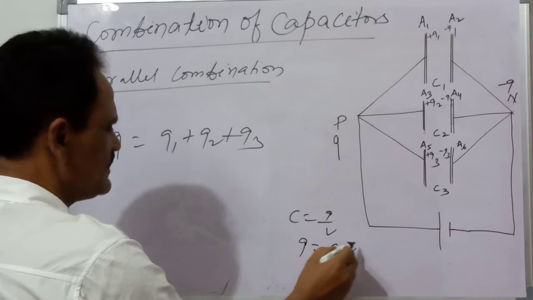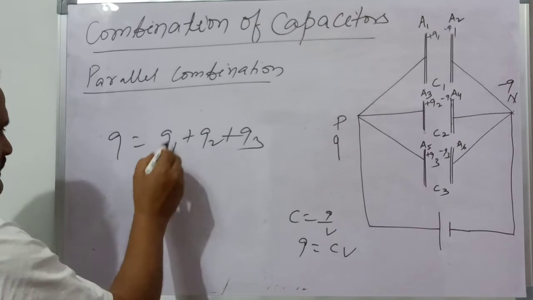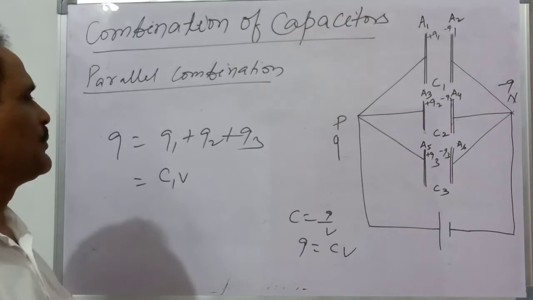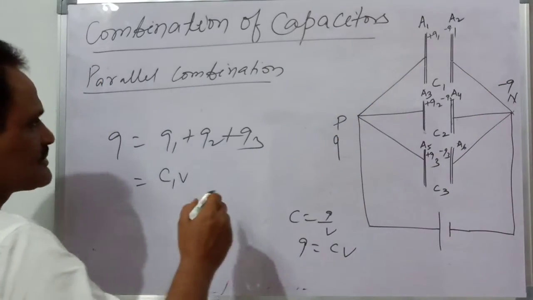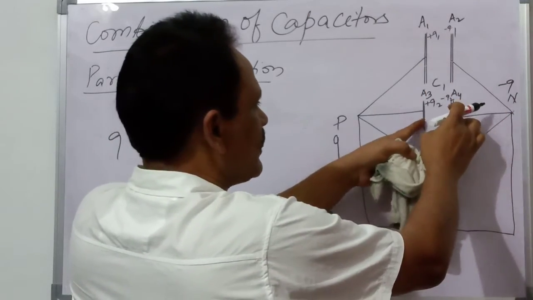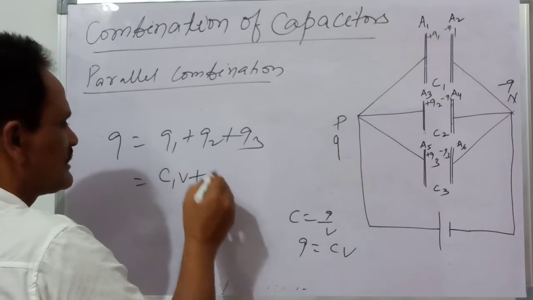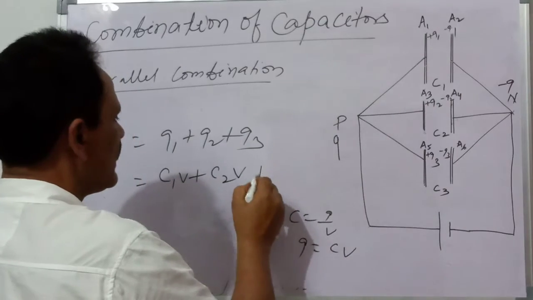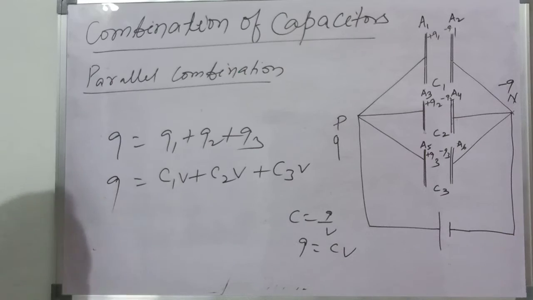So Q1 is C1V, where the potential difference between the plates is V, because for all of them it is V. Q2 is C2V, and Q3 is C3V, and this is equation 1: Q is Q1 plus Q2 plus Q3.